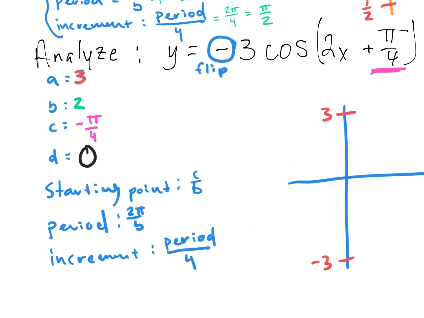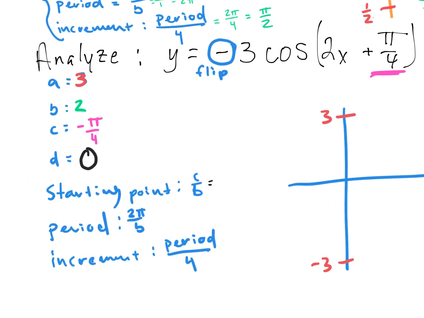All right, so let's find our starting point. That is C over B. So C is negative pi over 4. And B is 2. So keep, change, flip. This would be negative pi over 8. So we are starting at negative pi over 8. So I'm starting in the negative direction here. That's where I start.